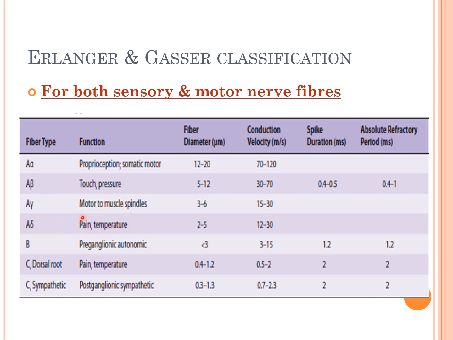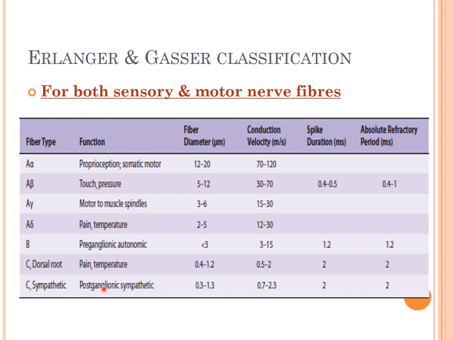The A delta fibers carry pain, which is a sharp pain. It is a pricking type of pain. So it is a sharp pain, a fast pain, a pricking type of pain. Whereas type B fibers are preganglionic autonomic fibers, for both sympathetic as well as parasympathetic. Type C fibers: the dorsal root fibers carry pain and temperature, whereas the sympathetic nerve fibers carry postganglionic sympathetic fibers. So the type C fibers' function is pain and temperature, as well as being postganglionic sympathetic fibers.